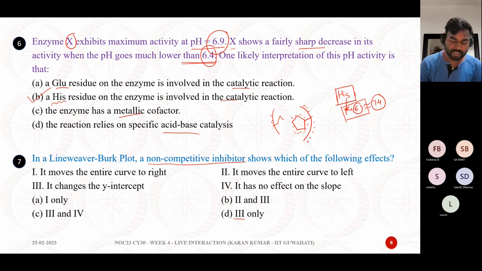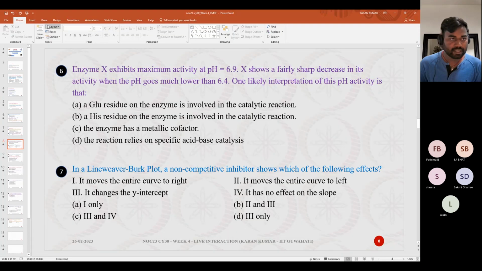Otherwise, I will give a brief about enzyme inhibition. Okay, then I will give a brief about it. Let me give you a new slide.